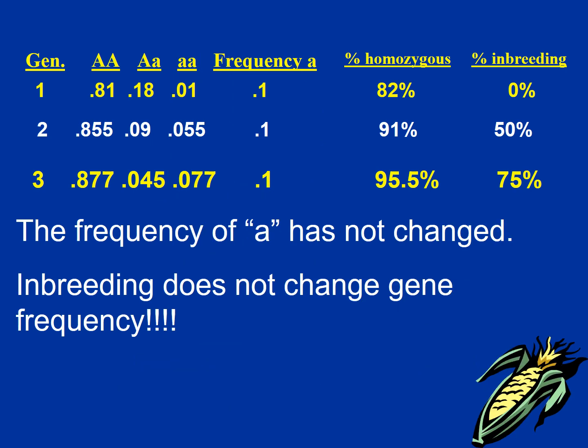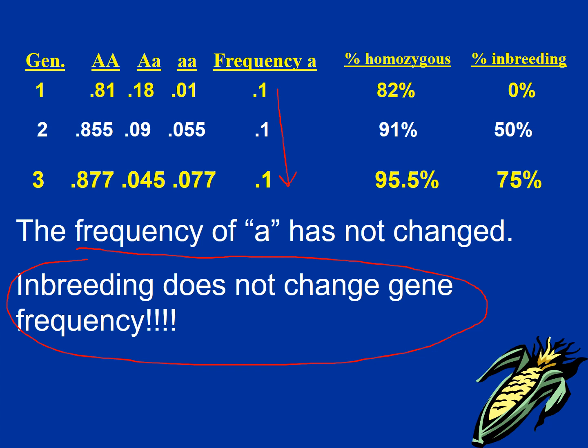So just want to emphasize this again. Inbreeding does not change gene frequency. The frequency of our little a started out at 0.1, it remained at 0.1. Frequency of the dominant big A started out at 0.9, it's still 0.9.